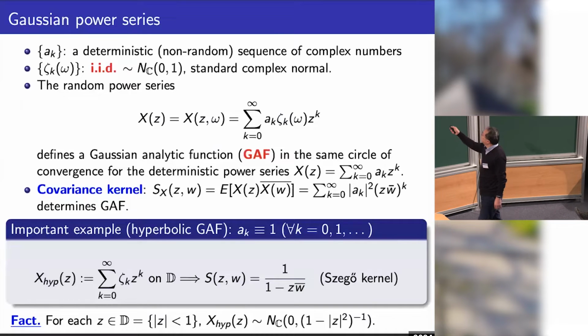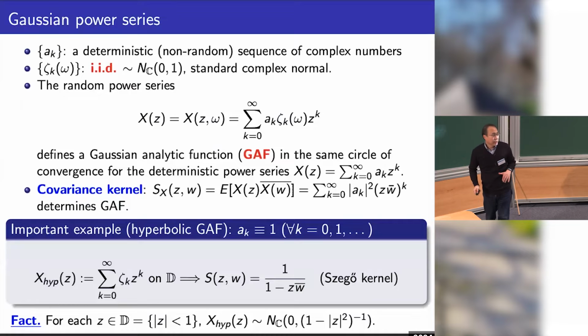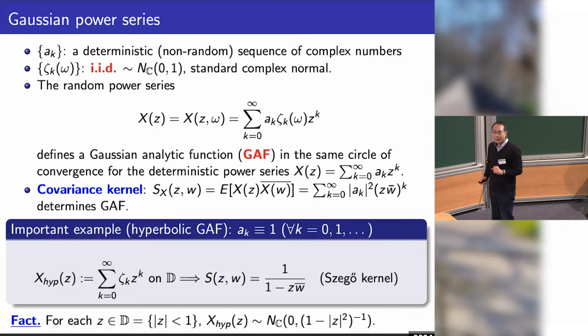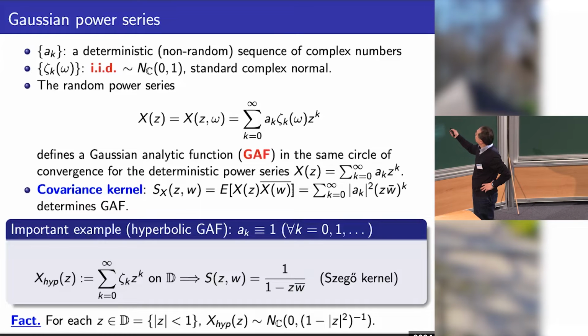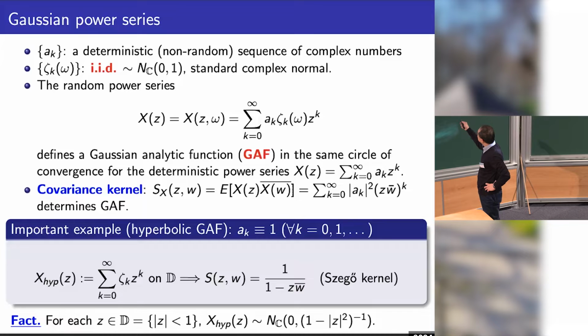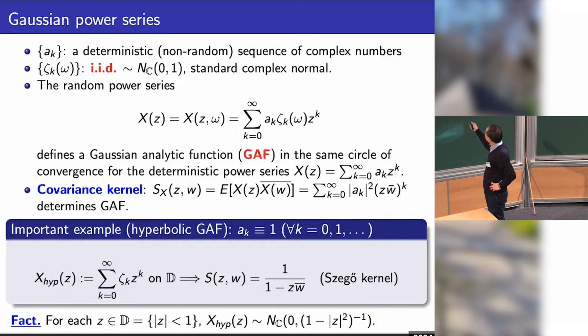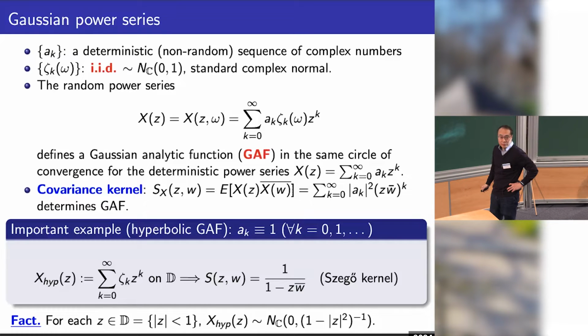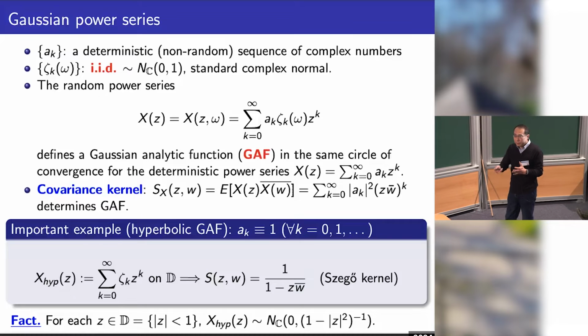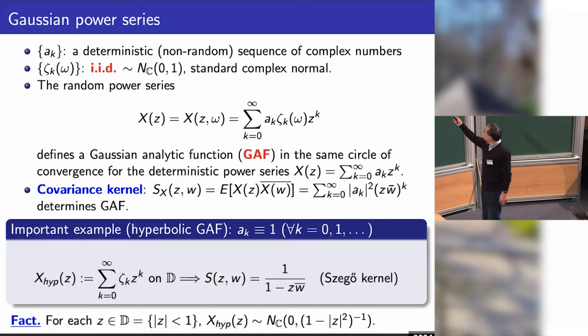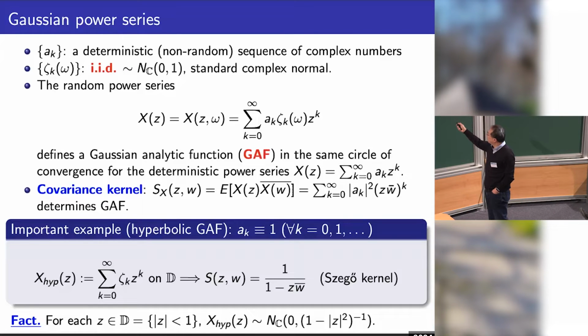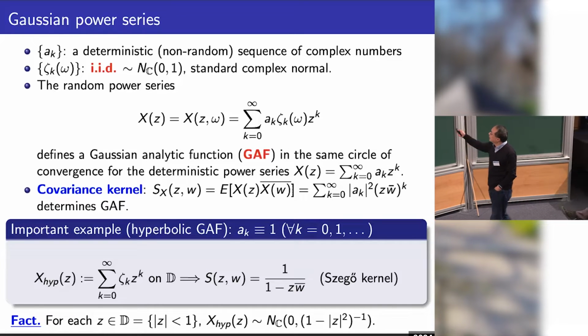This is a linear combination of Gaussian random variables, so this is a Gaussian process on some domain. The domain is the same as follows: just remove the random part, then you get a deterministic power series. If you consider the radius of convergence of this function, the convergence circle of this analytic function, then it is the same.